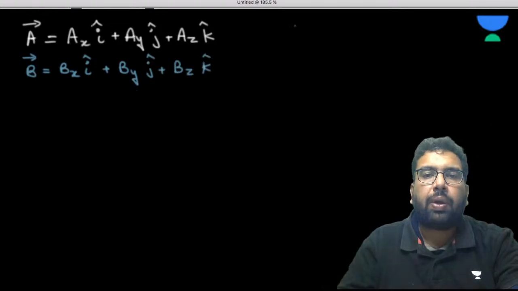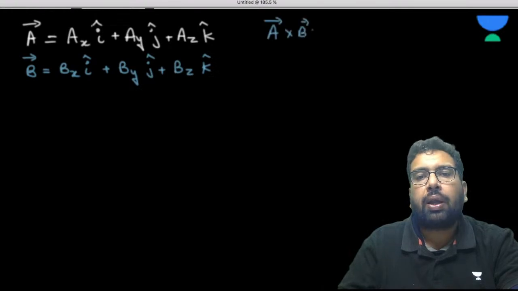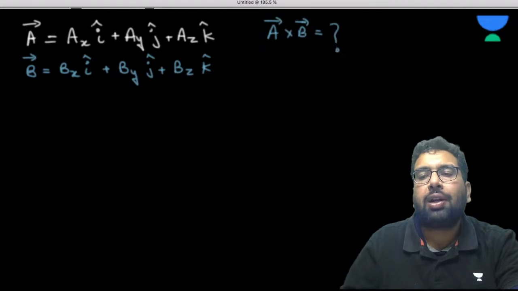Now we want to find the cross product of A and B. So see, we are using this shortcut determinant method.